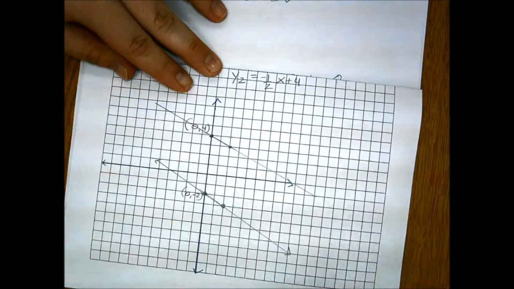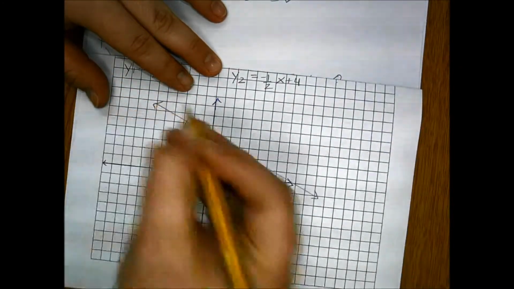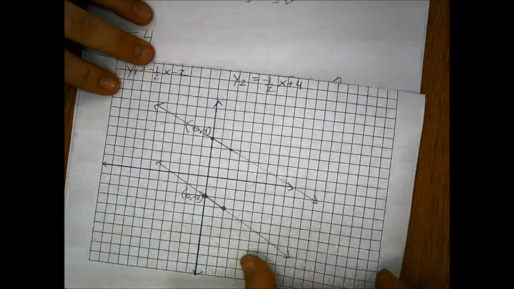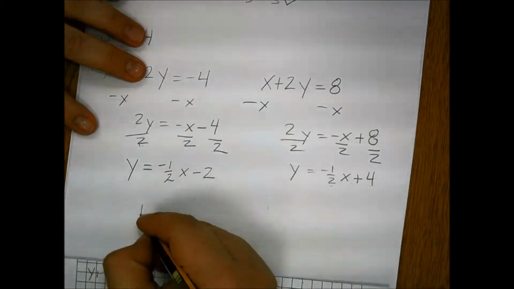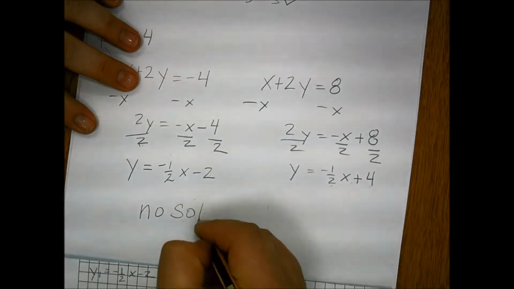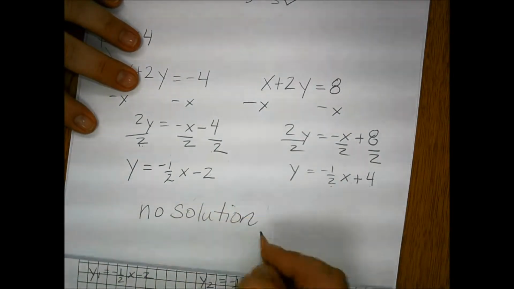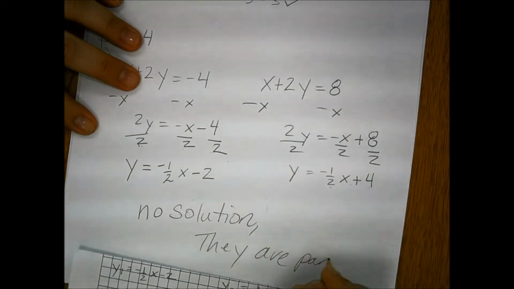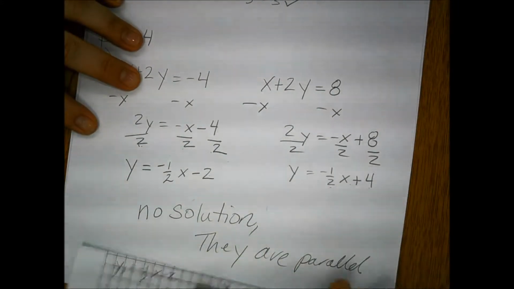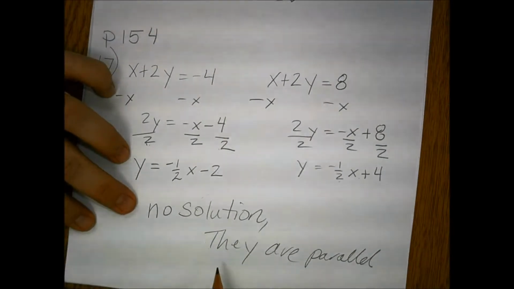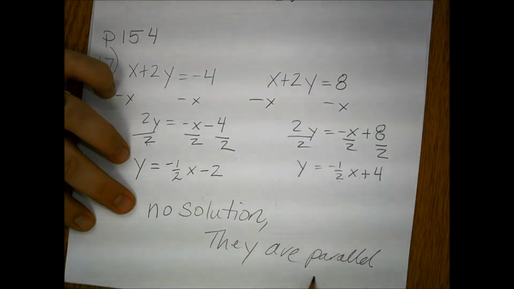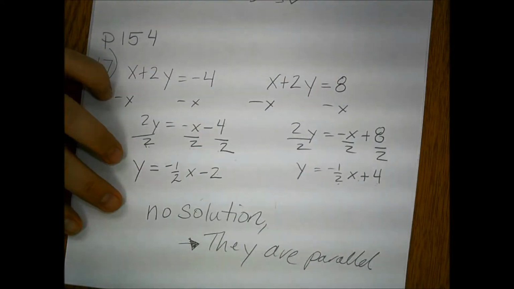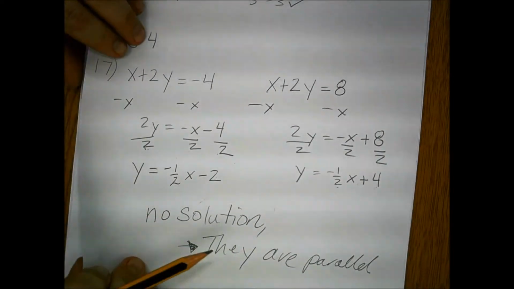Now you can see that these lines are parallel, and so there's no intersection, which means that there's no solution. I want you to write as your solution, no solution, they are parallel, because that will reiterate the idea that whenever you have two parallel lines, they're not going to intersect, they're not going to have a solution.